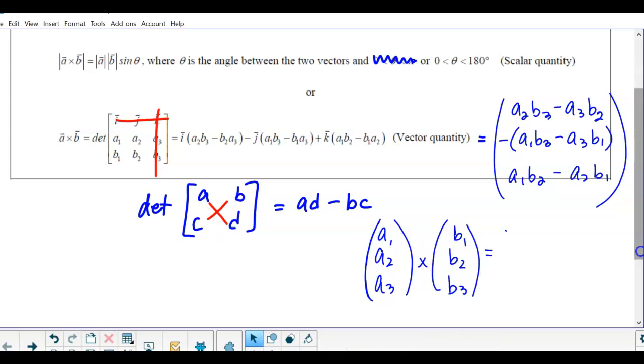Well, what I do is I cross off the first entry and I take the determinant of the remaining square. So A2B3 minus A3B2. Okay, then I move back down here, cross off the next. A1B3 minus A3B1, opposite sign. Then I move this down here, A1B2 minus A2B1.